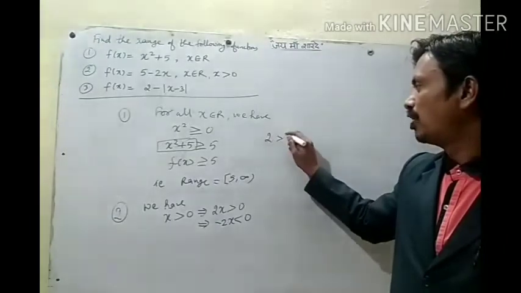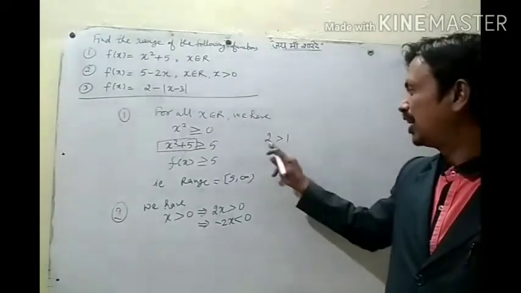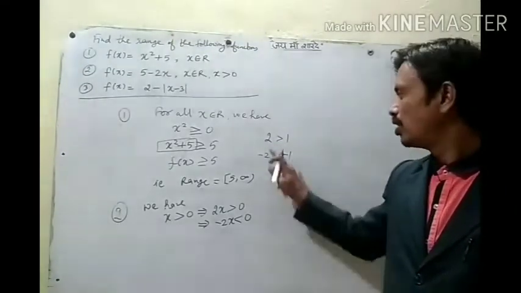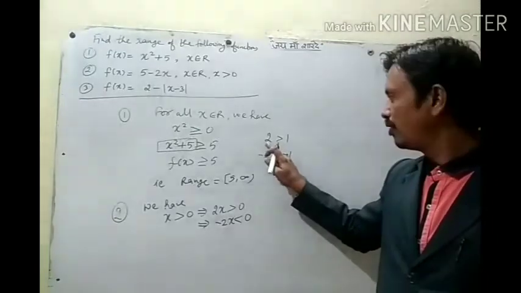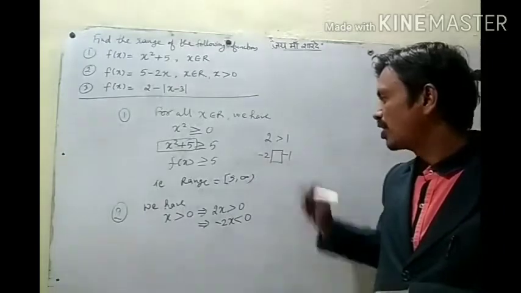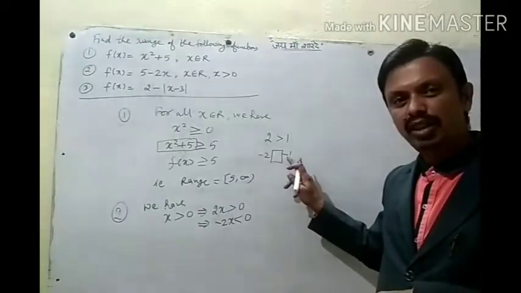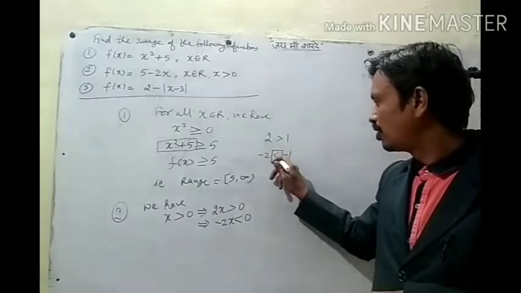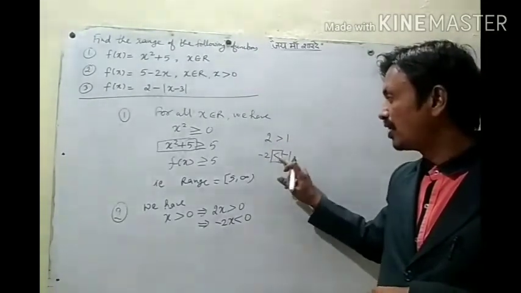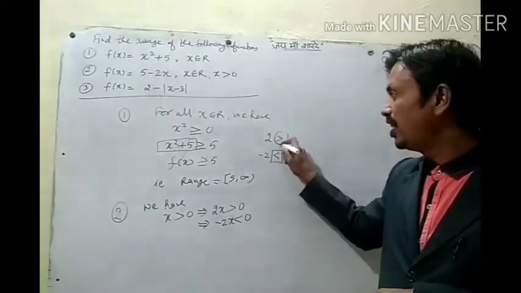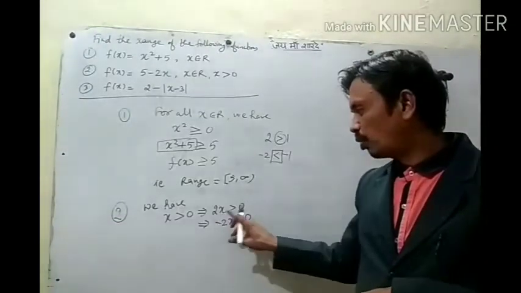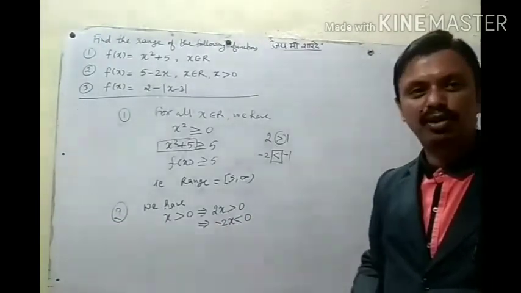2 is more than 1. And if you multiply both sides by minus 1, we get minus 2 and here minus 1. Now what is the relation between these two numbers? Which is greater, minus 2 or minus 1? Minus 1. So the symbol is like this. Here 2 is more than 1, but minus 2 is less than minus 1. So in an inequality, when you multiply by a negative number, the sign of the inequality will change. So 2x is more than 0, so minus 2x will be less than 0.